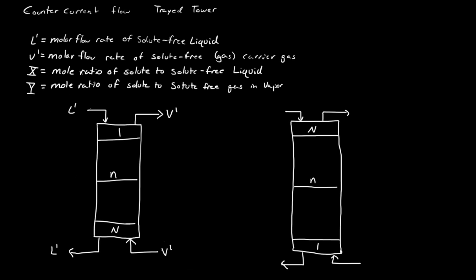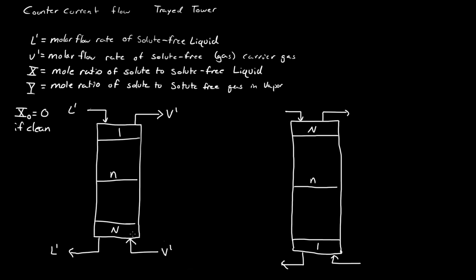Now the X is the mole ratio of the solute to solute-free liquid. And if we have clean liquid, this would be X naught, and it would be 0 if it's clean. The reason it's X naught is because it's going into stage 1. So you just subtract, if it was going into stage 2, it would be X1. If it's going in stage 3, it would be X2.